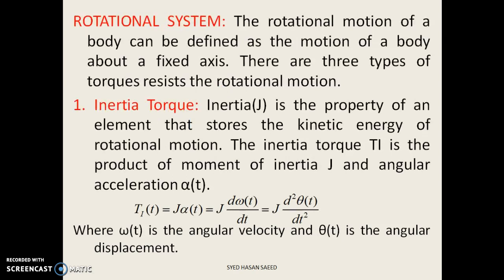Now consider the second type of motion, the rotational motion. When the body is moving about a fixed point, it is called a rotational system. There are three types of torque. The first one is inertia torque, the property of an element that stores the kinetic energy of rotational motion, given by J d2 theta upon dt square.